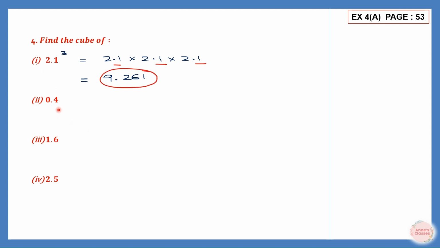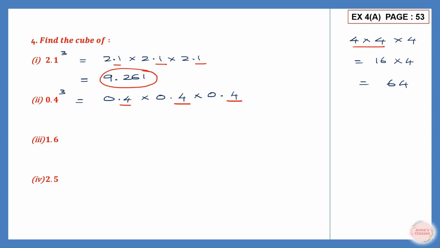Question 2, 0.4. The cube of 0.4 will be 0.4 into 0.4 into 0.4. Now let's multiply these decimals by ignoring the decimal point. 4 into 4 into 4. So let's multiply the first two fours. 4 fours are 16 into 4 is 64. Now let's go back to the question and check the number of decimal places that are here. So here we have 1, 2, 3 decimal places. So your answer also should have 3 decimal places.